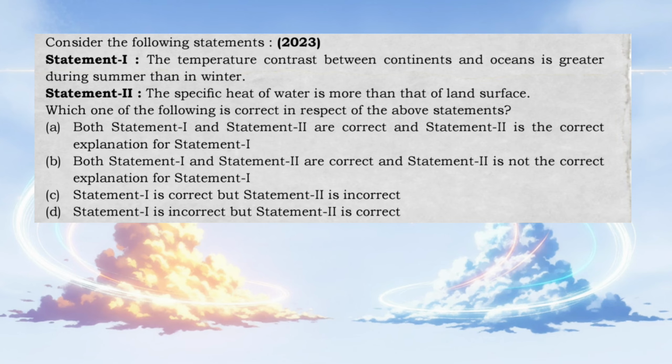Question 14, UPSC Prelims 2023. Consider the following statements. Statement I, the temperature contrast between continents and oceans is greater during summer than in winter. Statement 2, the specific heat of water is more than that of land surface. Option A, both correct and 2 explains I. Option B, both correct but 2 is not the correct explanation for I. Option C, I correct but 2 incorrect. Option D, I incorrect but 2 correct.